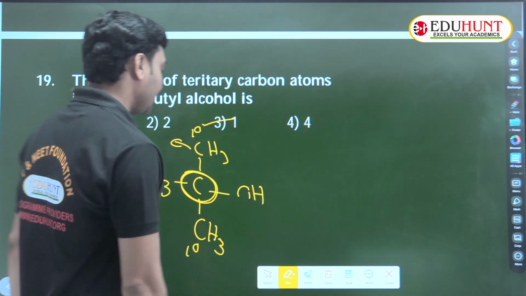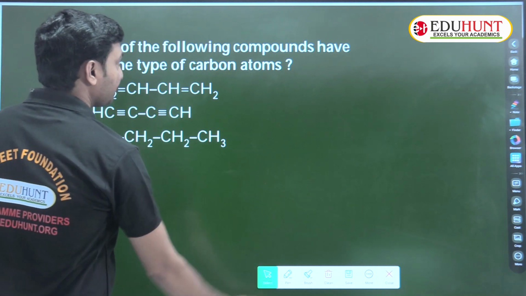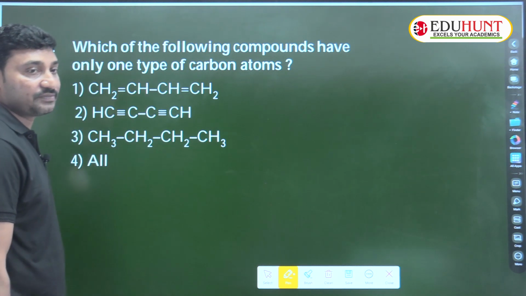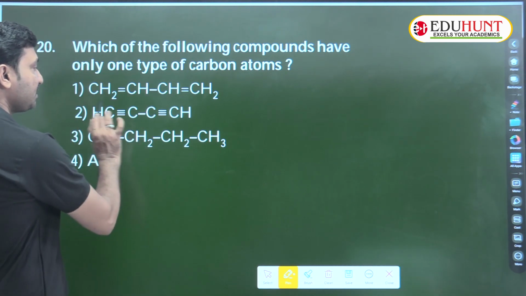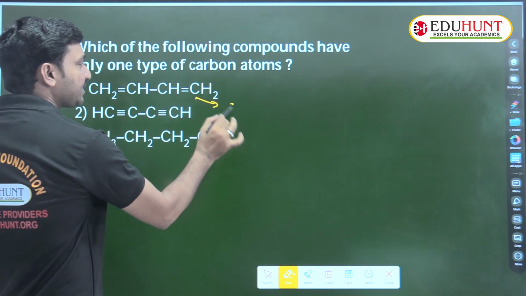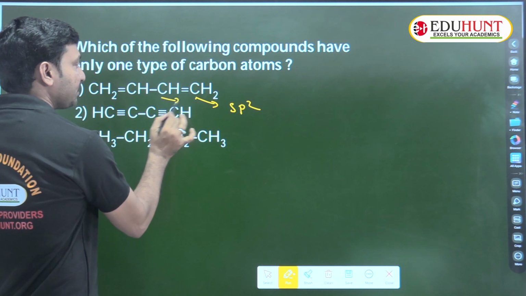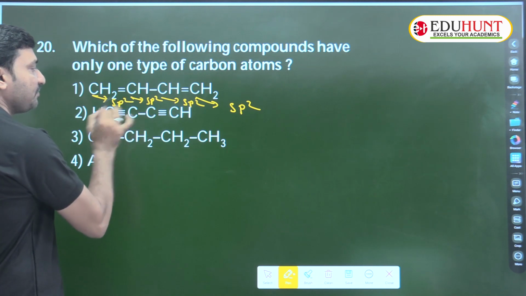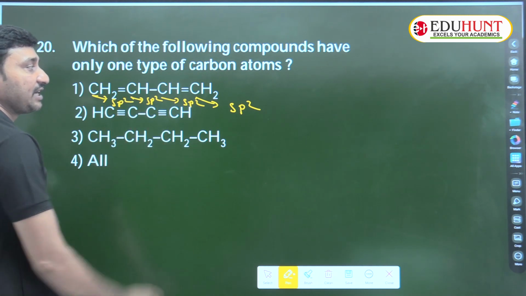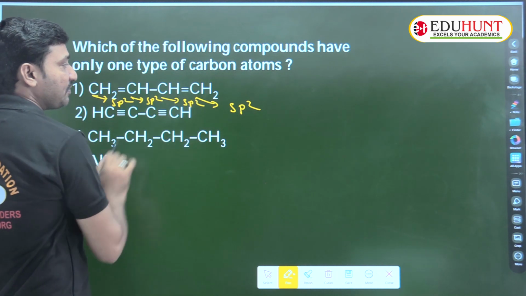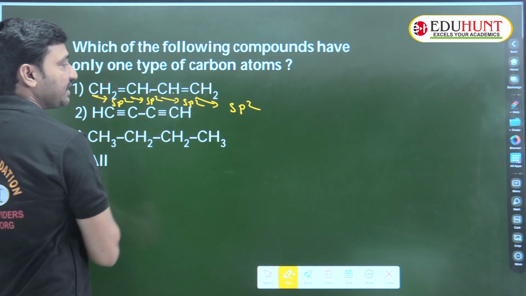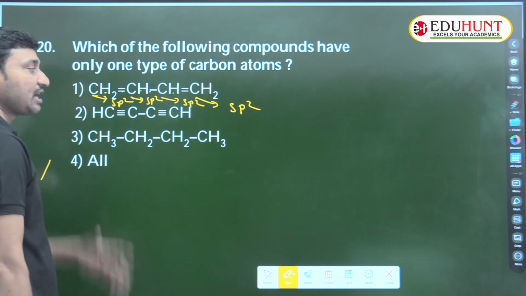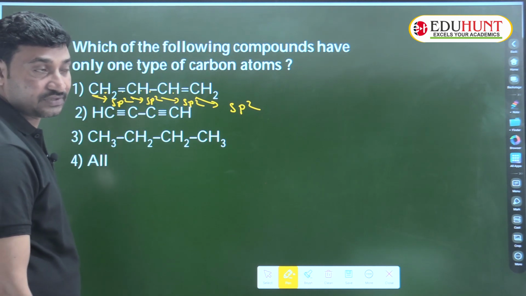Okay. Next one. Which of the following compounds have only one type of carbon atoms? One type of carbon atoms. Just now we discussed this is butadiene, right? Here each carbon is sp2 hybridized. This one also sp2, this one also sp2, this one also sp2, because we check the number of sigma bonds around the carbon atom. 1 plus 2, 3 sigma bonds. This one 1 plus 1 plus 1, 3 sigma bonds. 2 plus 1, 3 sigma bonds. All carbons are sp2 hybridized, right?